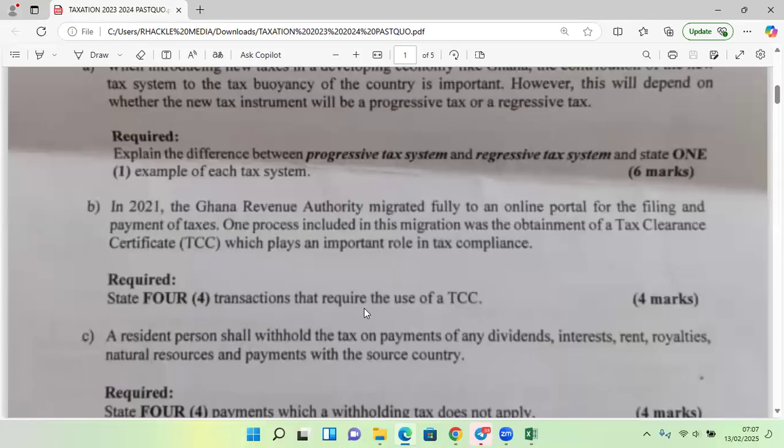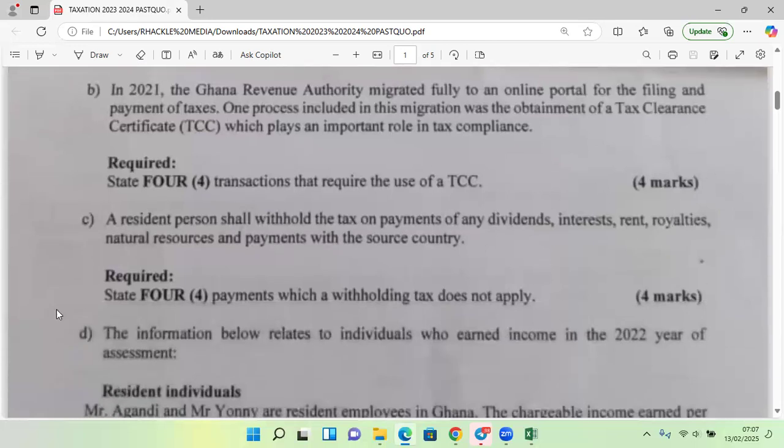also application for licenses under the Customs Act. And then I think I've said all. And also renewal of practicing licenses in professional bodies, right? So those are the transactions. These are some of the transactions that require the use of TCC.